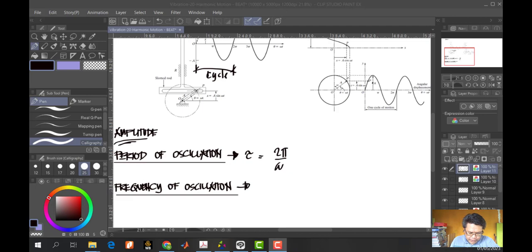Now for the frequency of oscillation, this is defined as the number of cycles per unit time, and it is also simply called the frequency. It is denoted by the symbol f, small letter f, and it is equal to 1 over the period of oscillation. Since the period of oscillation is 2 pi over the angular velocity, we can express this as the angular velocity over 2 pi.